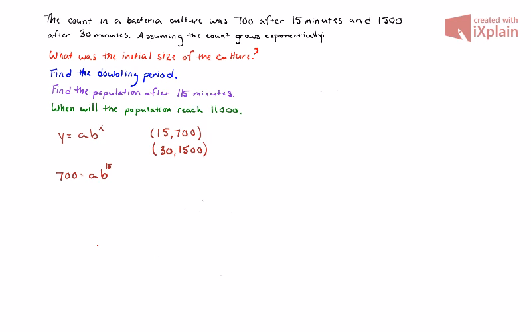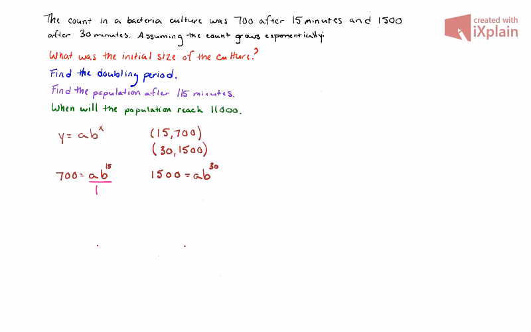Now, we can't go ahead and place any of this in for a, which is our initial value. A being the initial value means what was the count at time 0? And b, we don't know the rate of growth in this case yet. We only know the input and the output. So after 15 minutes, we know that we have an output of 700 bacteria. Now, there's really not much that we can do with this, so we need to create a second equation. So we know that 1,500 is equal to a times b raised to the 30th power.